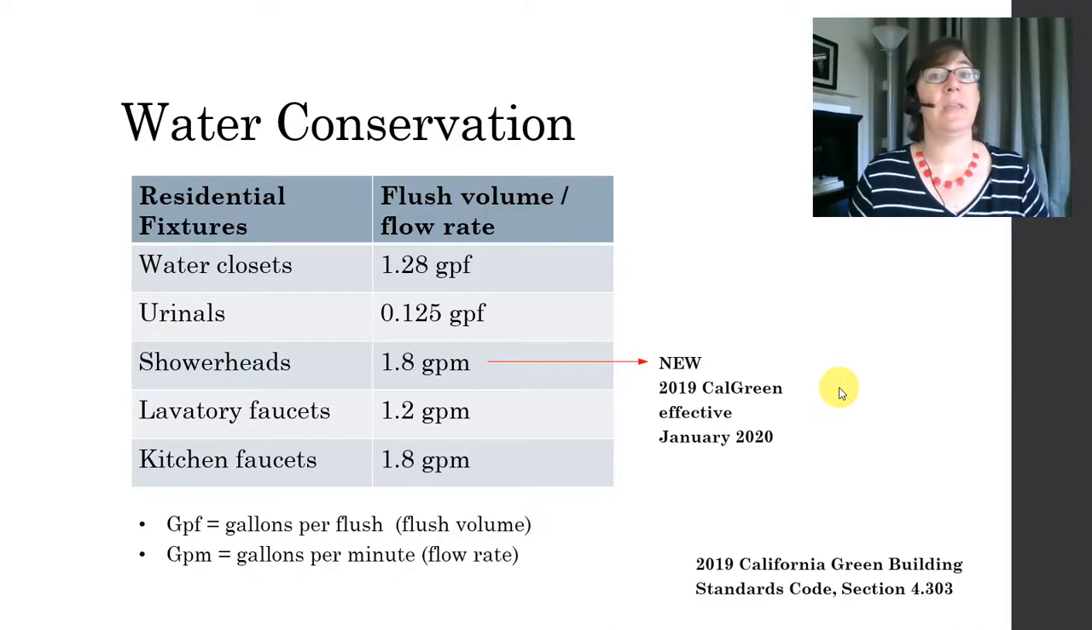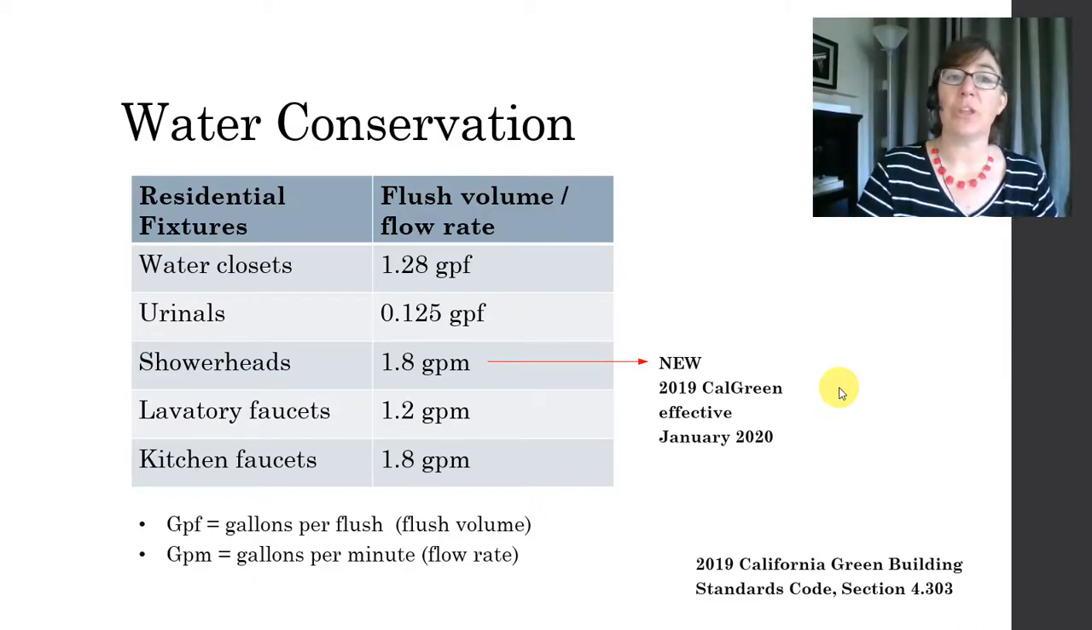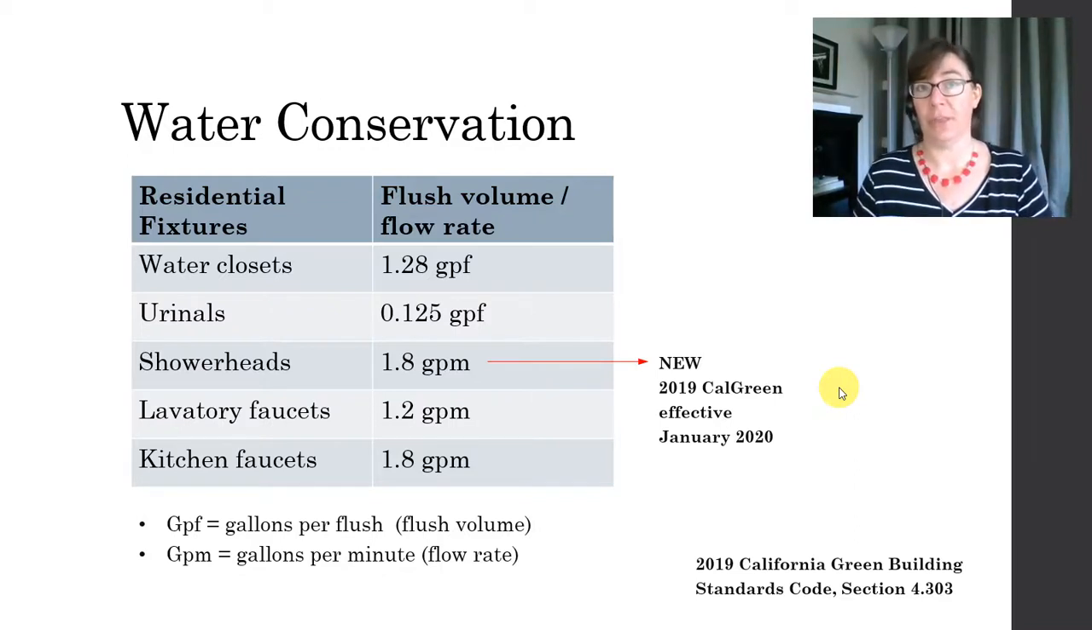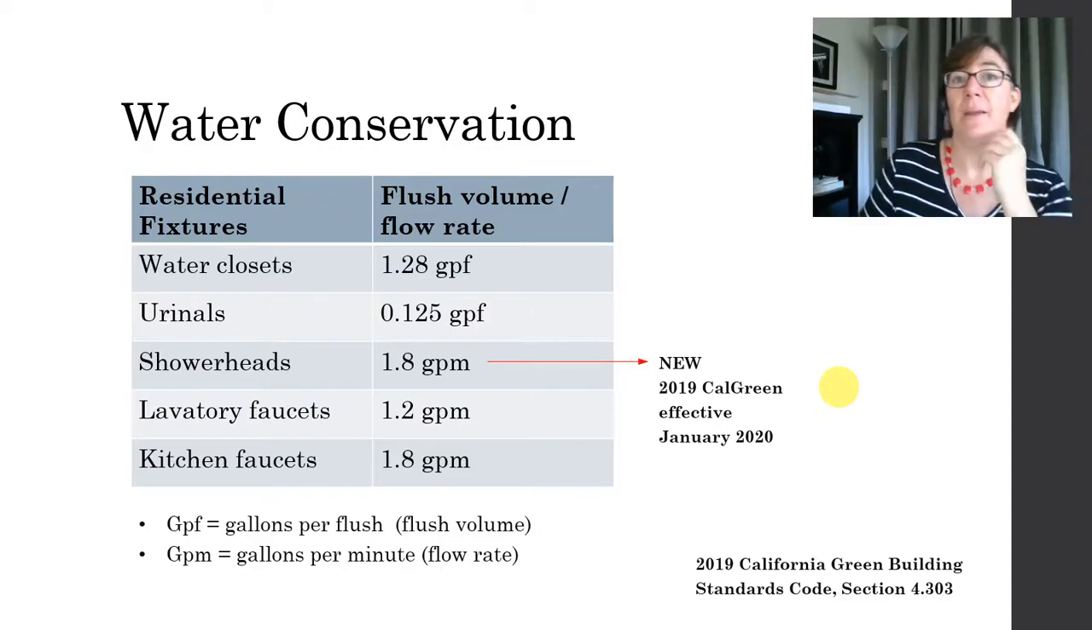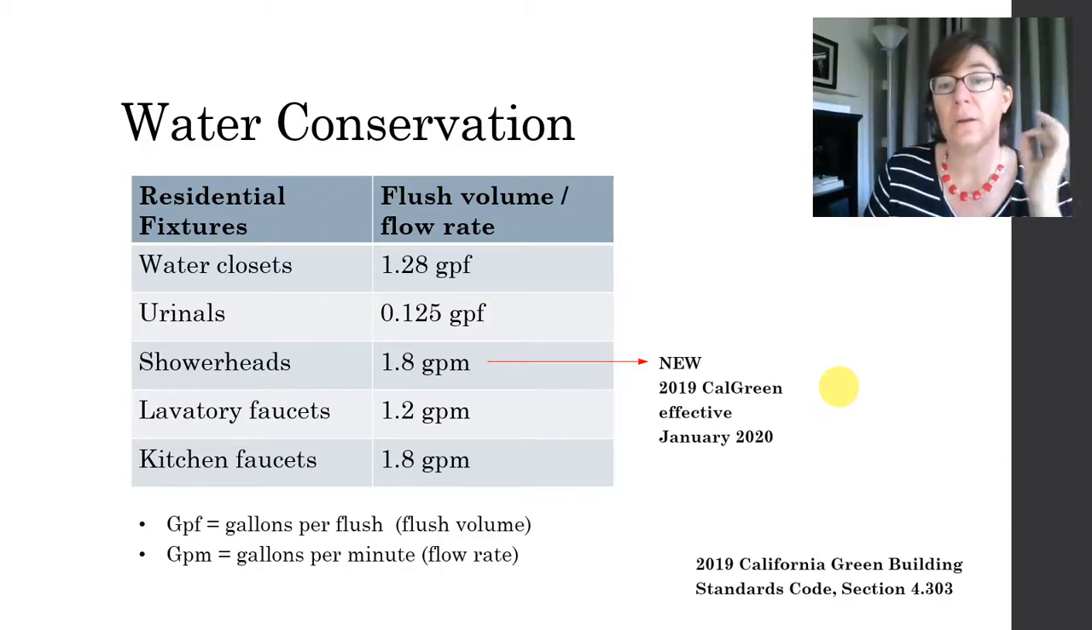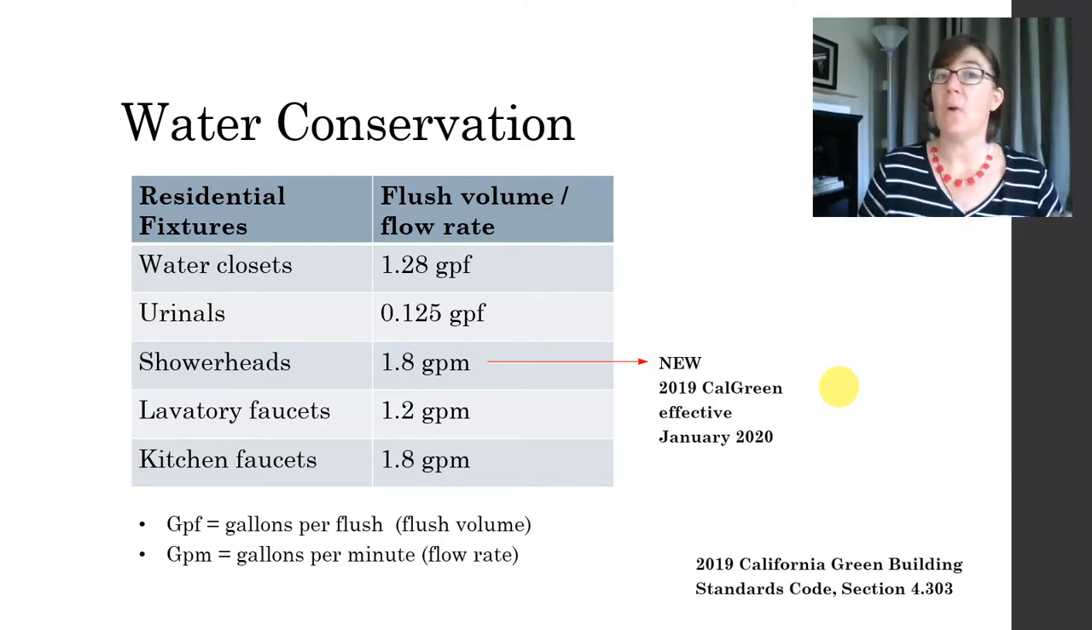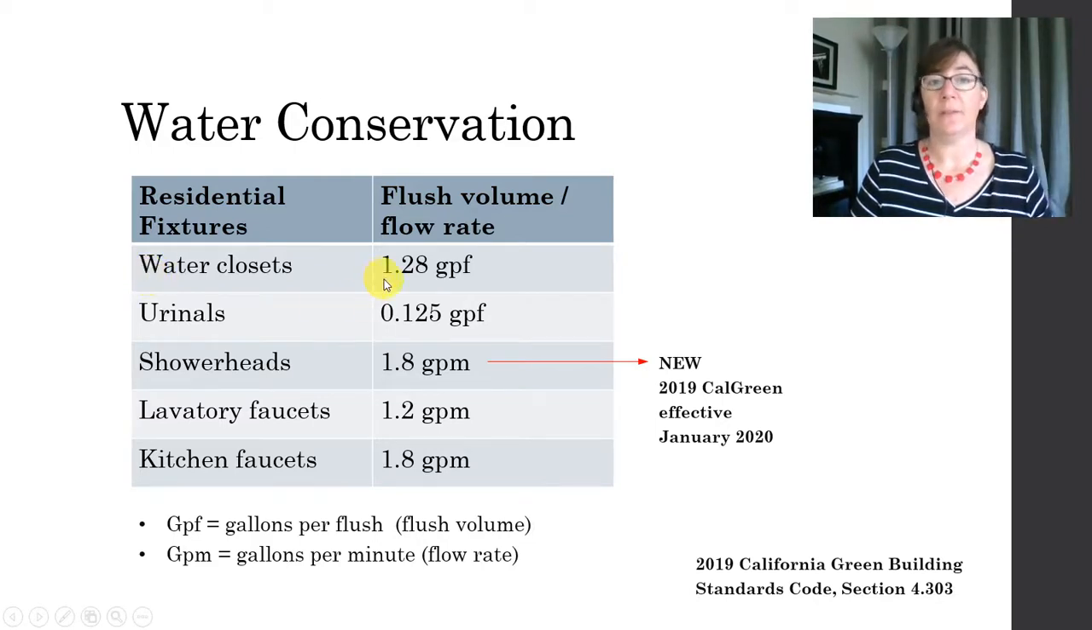And the most important of the Cal Green regulations is the restriction of flush volume or flow rate on residential fixtures. So these numbers that you see here are code required maximums. All right, you cannot go higher than these numbers here in California. And they are for water closets, 1.28 gallons per flush. Urinals, 0.125 gallons per flush.